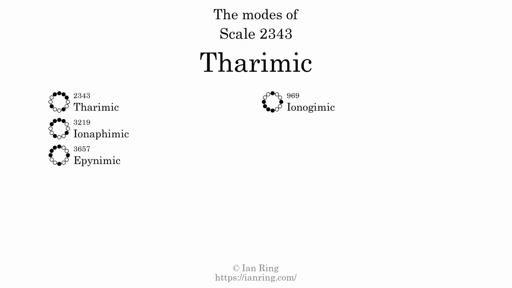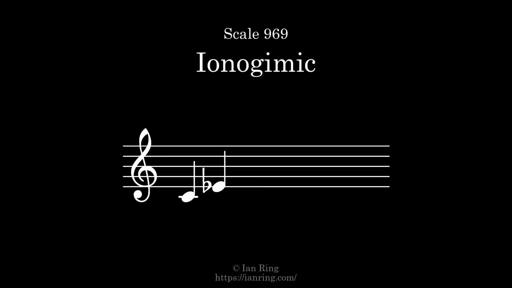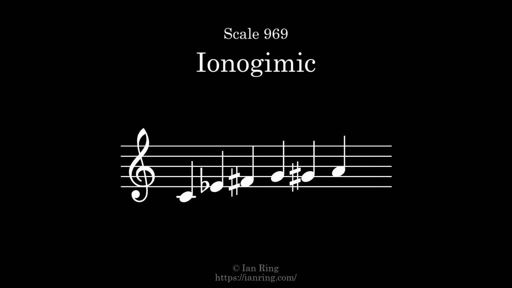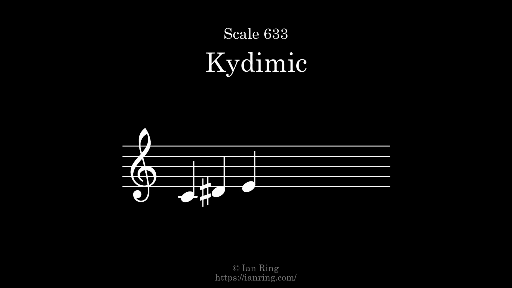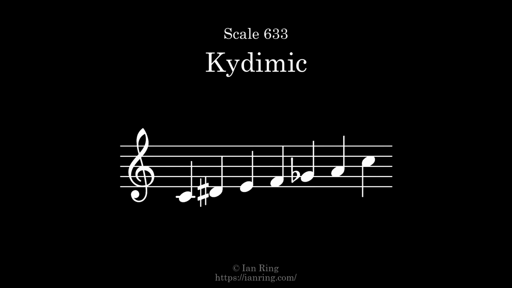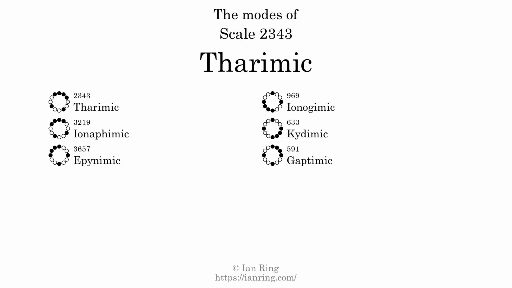The fourth mode is scale 969, also known as ionogamic. It sounds like this. The fifth mode is scale 633, also known as cohemitones. It sounds like this. The sixth and last mode is scale 591, also known as hepatonic. It sounds like this.